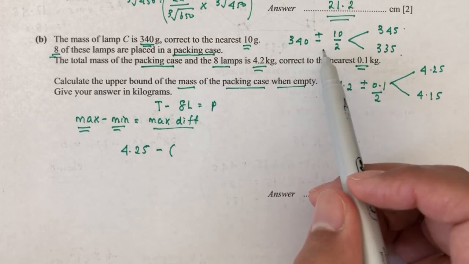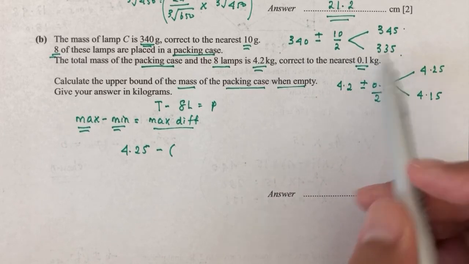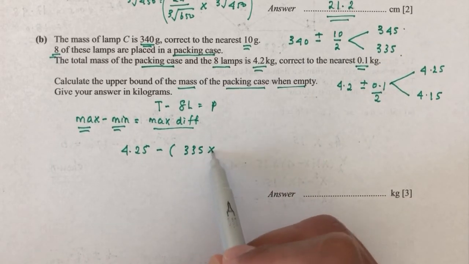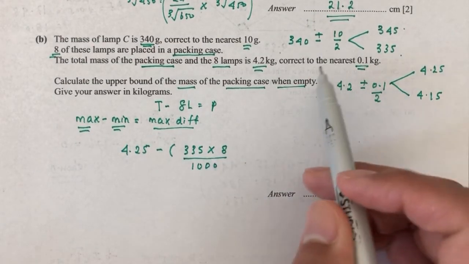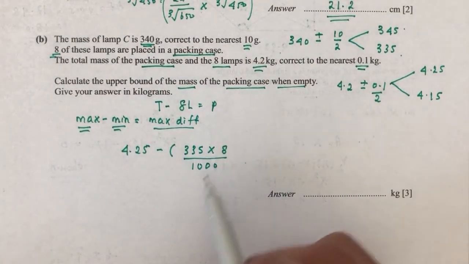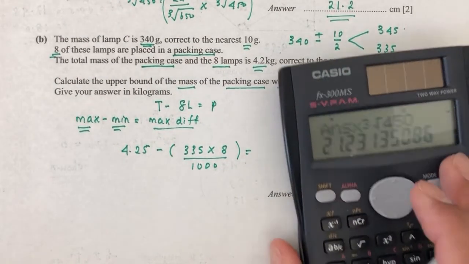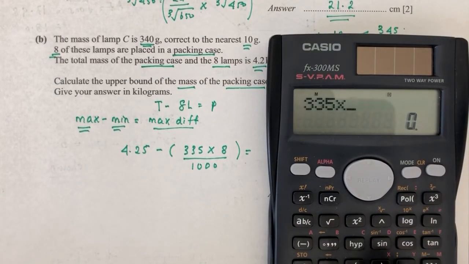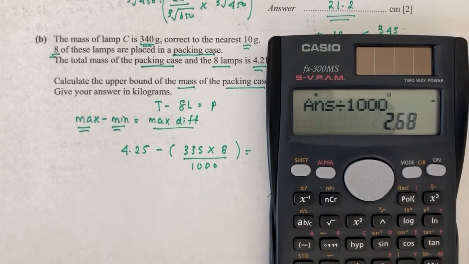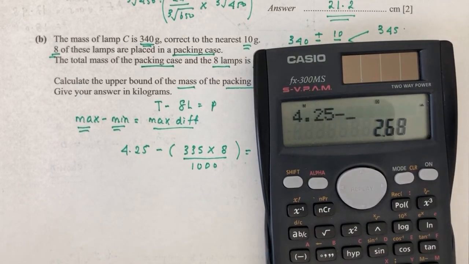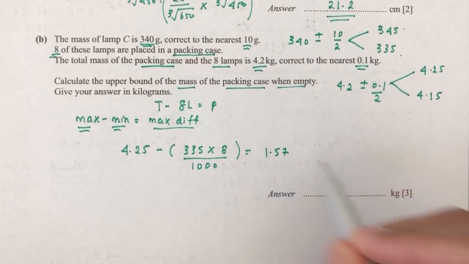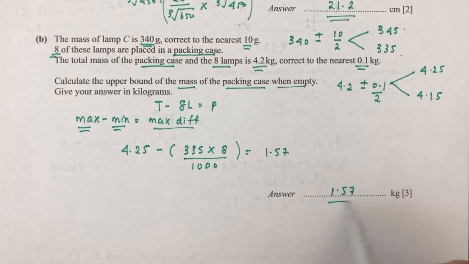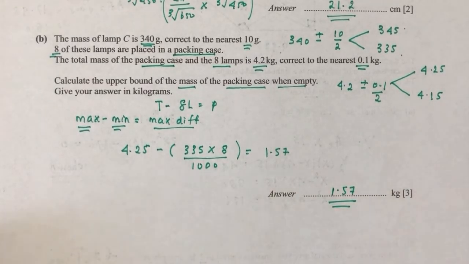Lamps here, lower bound of lamp is 335 grams times 8 of those and divide by 1000. Why? Because this is grams and we have to find them in kilogram. So now we just have to solve. So 335 times 8 divided by 1000, that will be 2.68. 4.25 minus 2.68, that will be 1.57 kilogram. So 1.57 kilogram for your answer in part B. And that's it for question number 9.